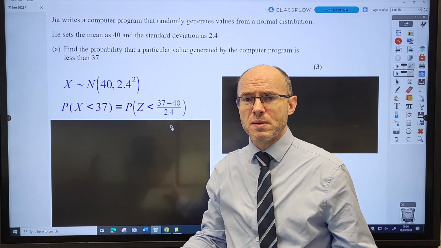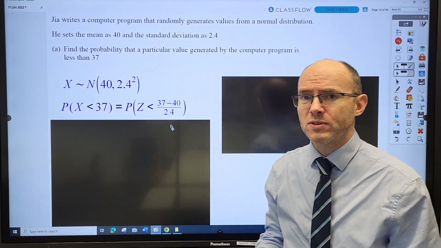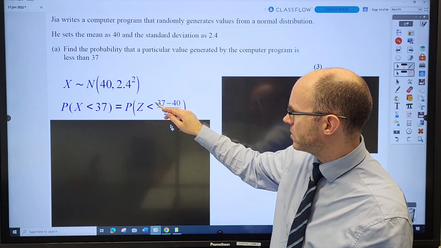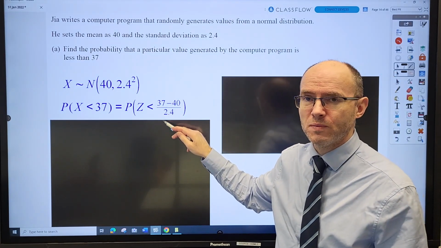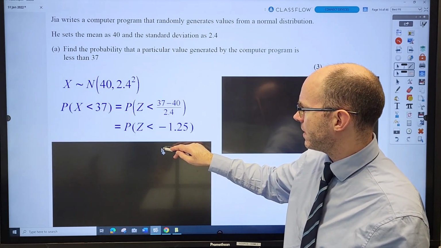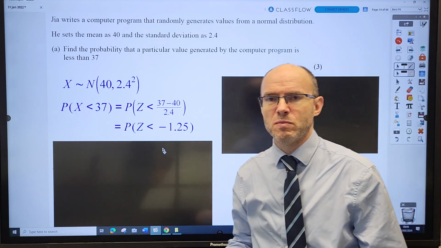So to use the normal tables, we've got to use a standardized distribution, the Z distribution. So that is probability Z is less than (37 minus 40) over 2.4. Our value, subtract mean, divided by standard deviation. So Z is less than negative 1.25.